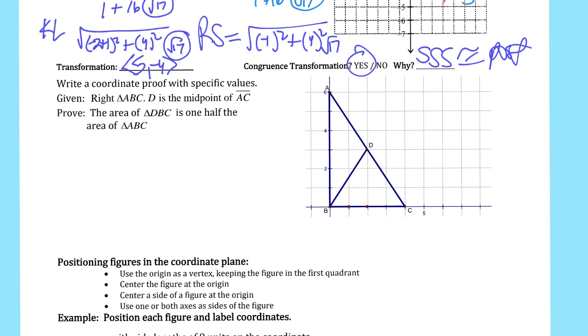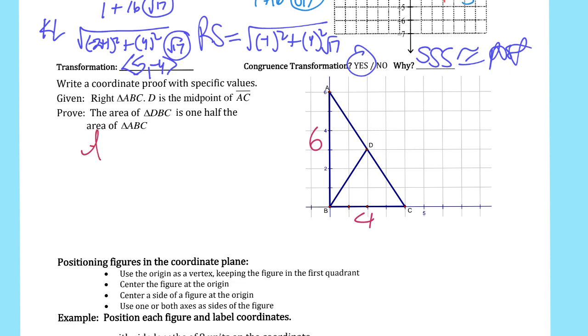Let me see if I can get a nice color for us today. As we're doing this, we're trying to find the area of DBC. To find the area of any triangle, you take the length of one of the bases and multiply it by the height that's perpendicular to it. In a right triangle, we are in luck that the base and the height are aligned with the axes here. The base here is 4, and the height is 1, 2, 3, 4, 5, 6.